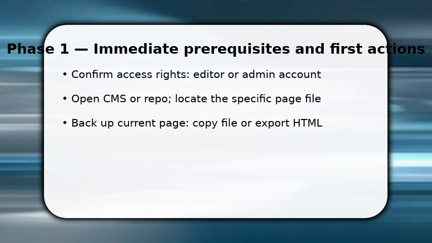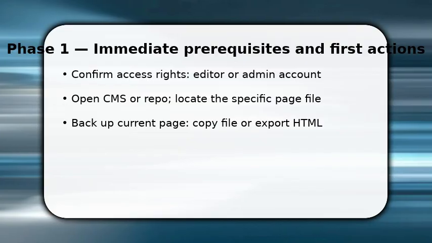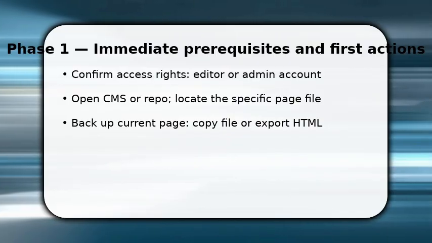You start by confirming you have editor or admin access. This avoids permission errors. Next, open the CMS or code repository and navigate directly to the target page. Once there, make an immediate backup, copy the file or export the HTML so you can revert if needed.